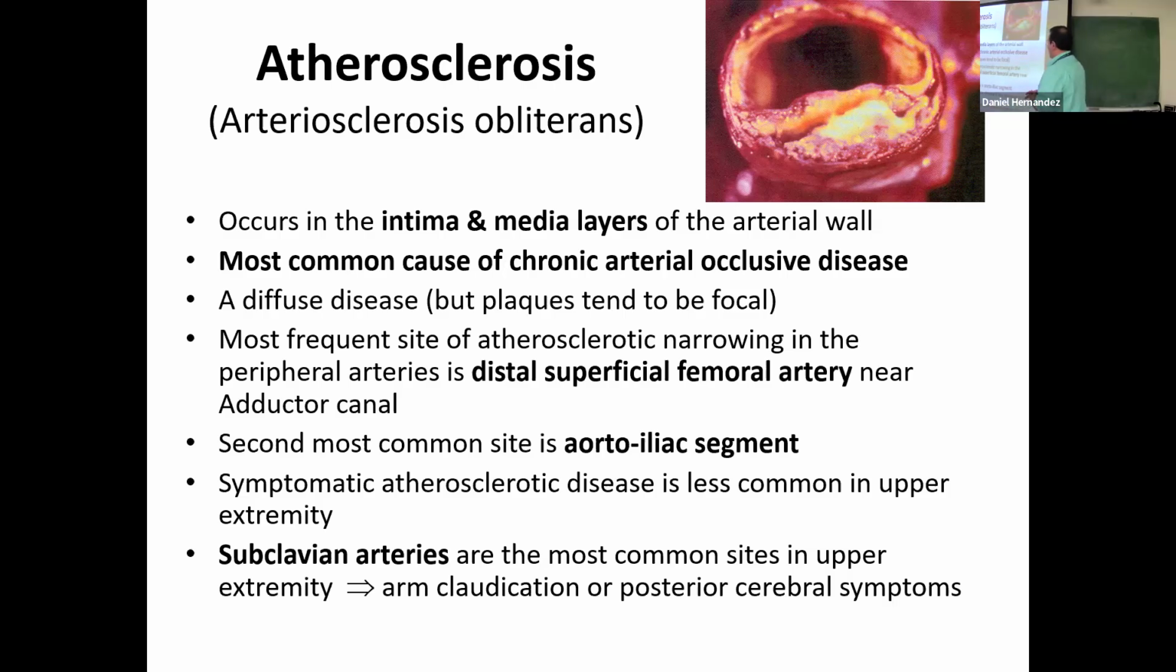So the most frequent site of atherosclerotic narrowing in the peripheral arteries. That's kind of like your Jeopardy question right there. That likes to show up on the vascular boards. It's the distal superficial femoral artery. So distal SFA, so think distal thigh, right in that area is the most frequent site for atherosclerotic narrowing. So it's right near the adductor canal. The second most common segment is going to be the aortoiliac segment, where the aorta splits into the iliacs.